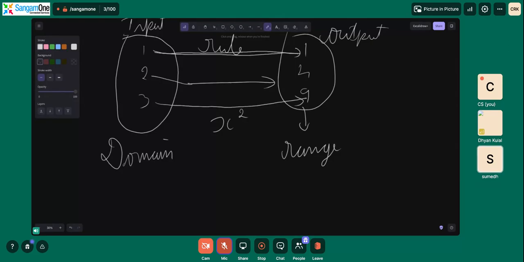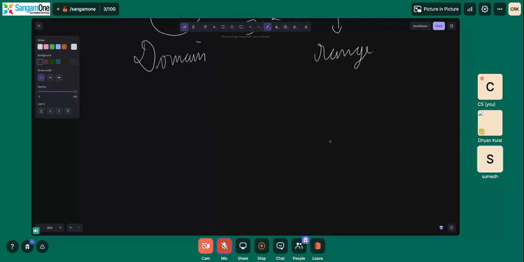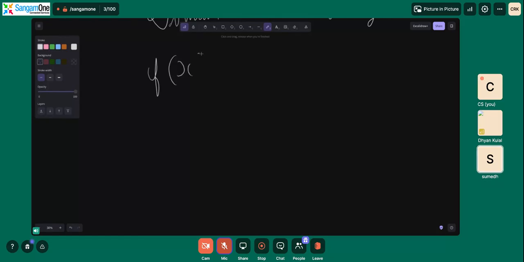Now with this understanding, let us try a few examples. Let us try to find some domains and ranges, so that we understand it in much more depth. I'll give you a question. So I have f of x equal to the square root of x. Now, can you tell me the domain and range of this function?